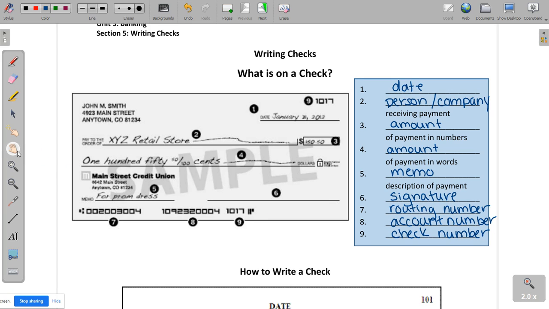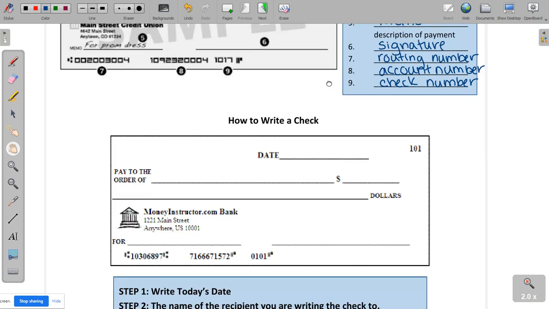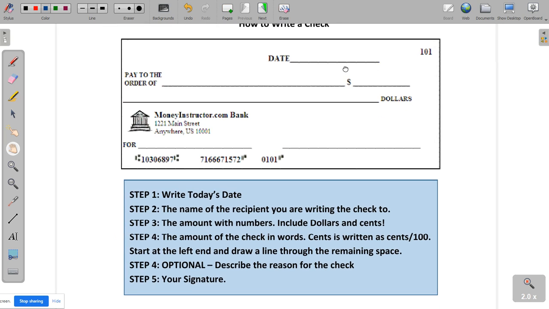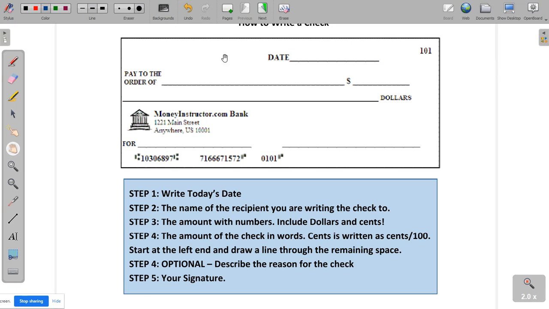Now, how to write a check. The first thing you are going to do is write the date. After you write the date, then you're going to write who you're sending the check to, the person or the company, and the dollar amount. Then you're going to write out the dollar amount in words. And then any cents, you are going to do the number of cents over 100.